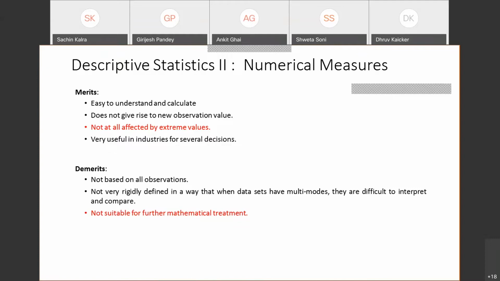Again, if we have the missing data issue, mode may not be the accurate value. But mean is least affected by it because mean captures the essence of all the observations, and mode captures the essence of the highest occurring observation. And the same goes with the median as well. That's why both median and mode share this demerit that they're not based on all observations.